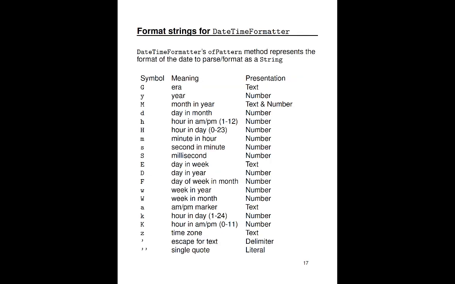DateTimeFormatter also has an ofPattern method, which allows you to provide a string which specifies the format that ultimately will be used to parse or format a string. And within this format string, specific characters or symbols have a particular meaning. For instance, lowercase y represents the year, capital M represents the month, and little d the day. Hours, minutes, seconds, and milliseconds are also available in the pattern's format. You can also have text within your format, but it must be escaped with the single quote.